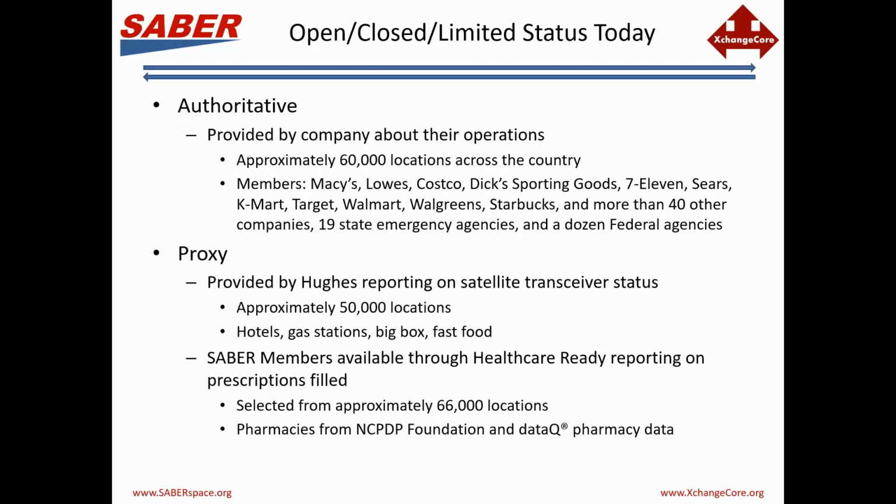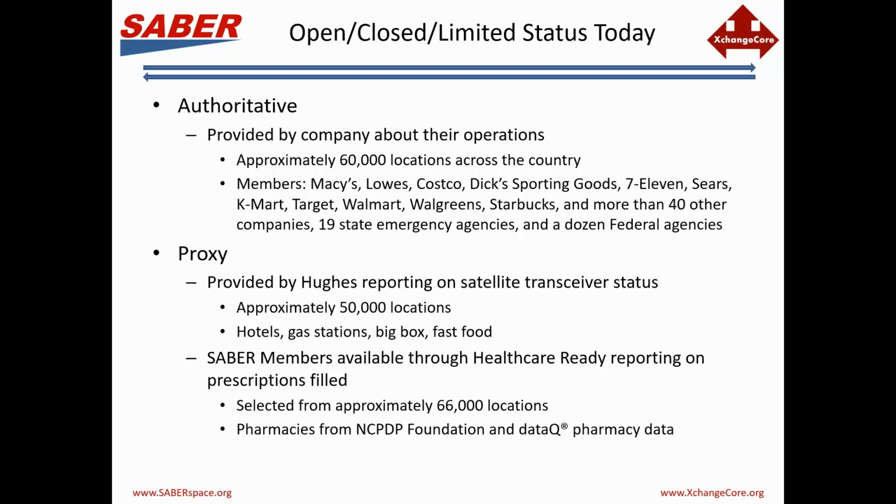Today, open-close status comes in two different types. Authoritative status covers about 60,000 locations across the country and the members that you see there, and on the recipient side, 19 different state agencies and a dozen federal agencies, all in this flow of information. Then there's another set of information called proxy, which says, we think this one might be closed. Authoritative means the information comes from the company saying this is our status. A proxy, in two different formats, says you might interpret this as closed.